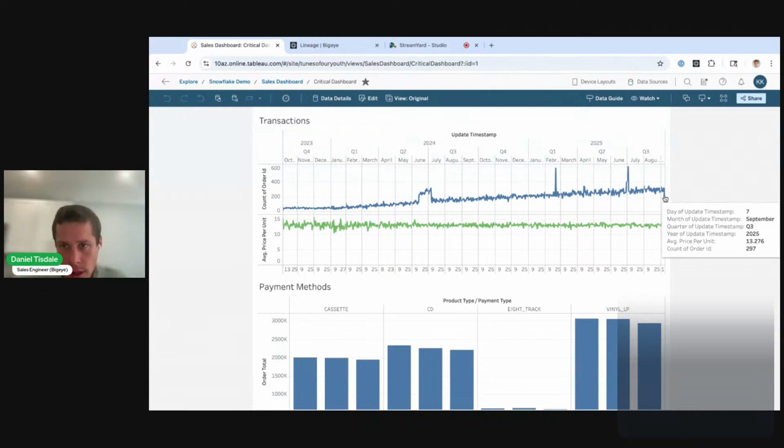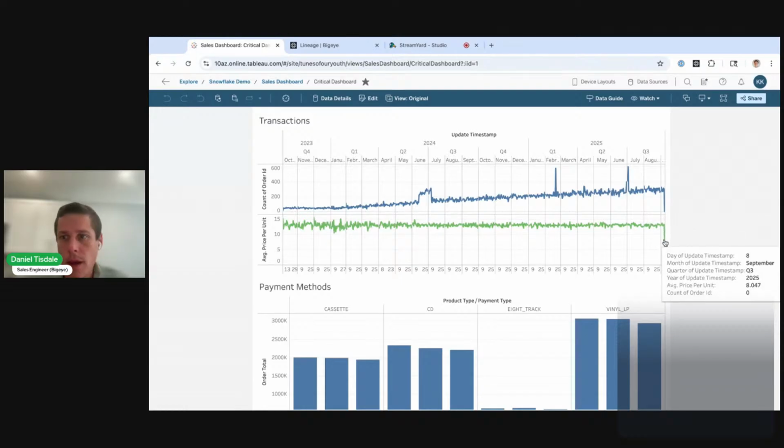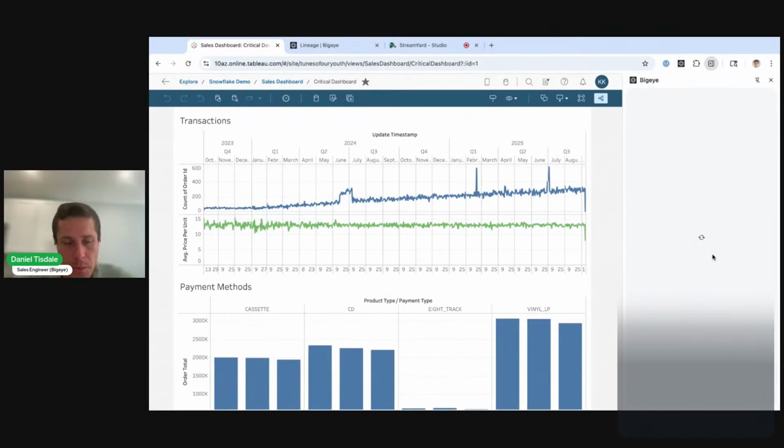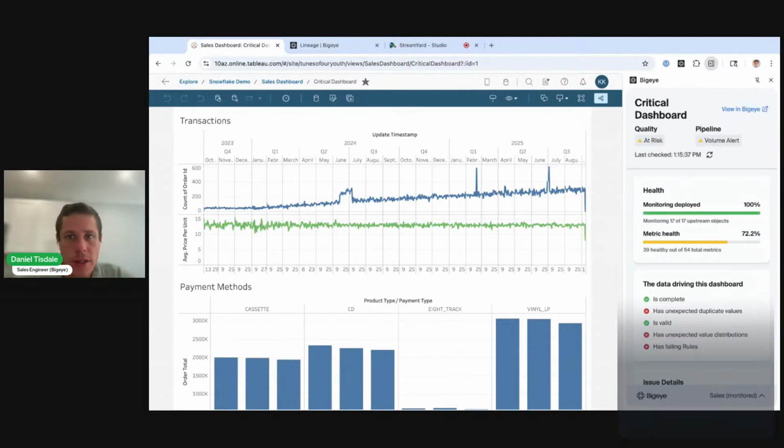Now I can see that there's a steep drop off here in how many orders we have for September, which has subsequently dropped the average price per unit here. But maybe that's expected. That could be some seasonality. I don't have a good way to easily know, is that expected or not. So what I can do is pop open this browser extension here. And what this browser extension is going to do is immediately give me a trust or health score on this dashboard itself.